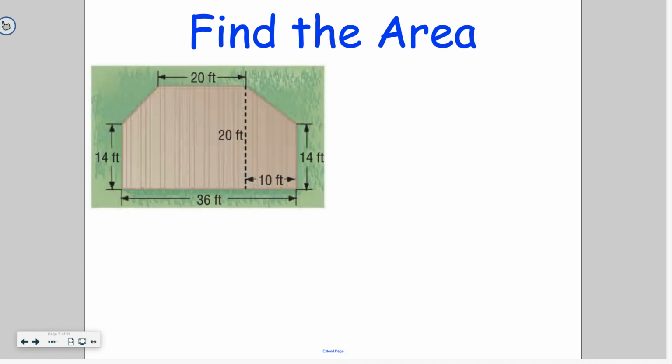Some of them are going to be a little bit more complicated. So looking at this one, you could potentially split it up into 3 shapes. So you could say you have your first trapezoid, you have your second trapezoid, and then you have this rectangle in the middle. That would be one option.